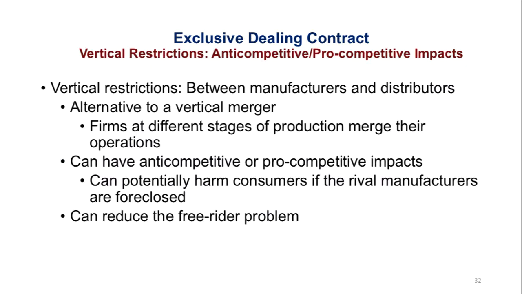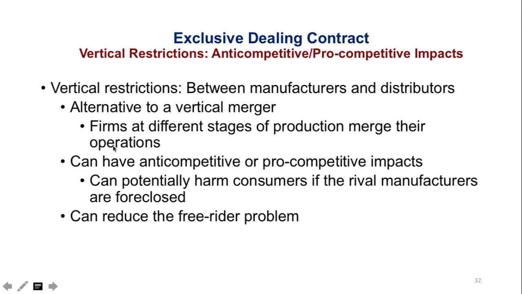In the case of vertical merging, there are exclusive dealing contracts when there are vertical restrictions. We have anti-competitive and pro-competitive impacts here. The vertical restrictions between manufacturers and distributors are an alternative to a vertical merger. So we have firms at different stages of production merging their operations.